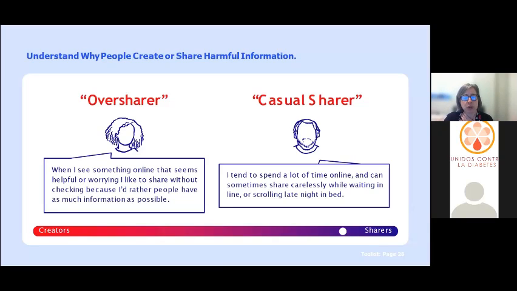And then once we get fully over to the sharers part of the spectrum, we have the oversharers. You see something online that seems helpful, or that you're worried about, and you want to share it with your friends and family, but you don't always check to see if the information is accurate. And then a lot of us could be described as casual sharers. We all spend a lot of time online, and sometimes as we're waiting in line at the grocery store or scrolling late at night, we'll just share information without really investigating it further.